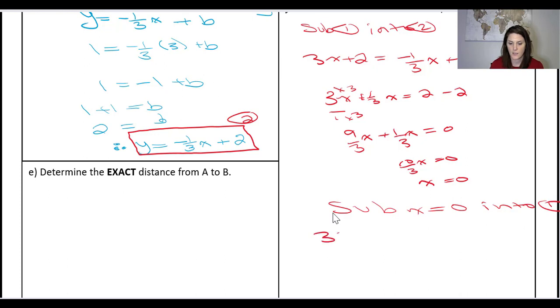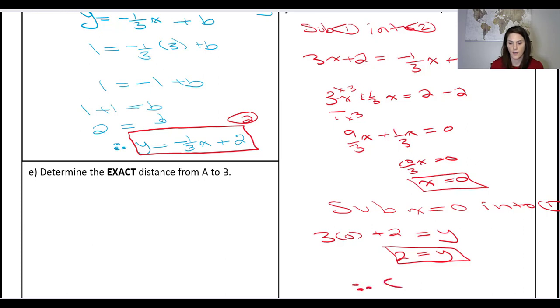So 3 times 0 plus 2 is equal to y. So 3 times 0 is 0. 2 is equal to y, or y is equal to 2 if you wrote it the other way. So therefore, (0, 2) is the point of intersection.